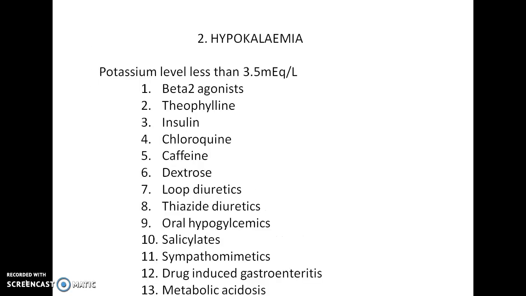Next is the hypokalemic condition, where the potassium level is less than normal. If the potassium level is less than 3.5 milliequivalent per liter, this is called hypokalemia. Many agents like beta 2 agonists, theophylline, insulin, chloroquine, caffeine, dextrose, loop diuretics, thiazide diuretics, oral hypoglycemics, salicylates, sympathomimetics, drug-induced gastroenteritis, and even metabolic acidosis cause the hypokalemia condition.